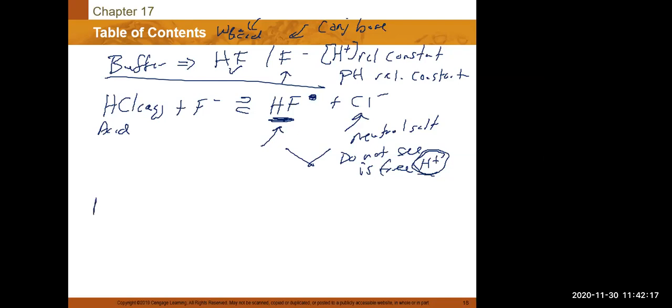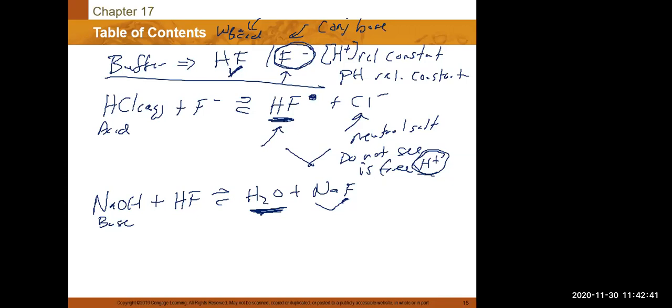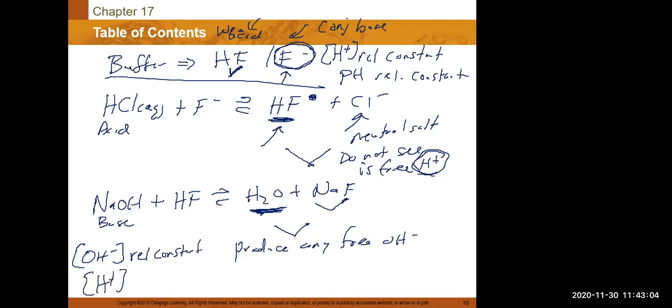Now, if we added our sodium hydroxide to this buffer, sodium hydroxide is a base, it will react with the acid part of the buffer, and we will get water and some sodium fluoride. Same thing here, we produce water, which is not going to screw up the pH. We produce NaF, which was part of the buffer to begin with, so it's not going to screw up the pH. The most important thing here is we did not produce any free OH minus. And because OH minus is tied to H plus, the OH minus concentration remains relatively constant. That means that the H plus concentration will remain relatively constant. And that means that the pH will remain relatively constant as well.